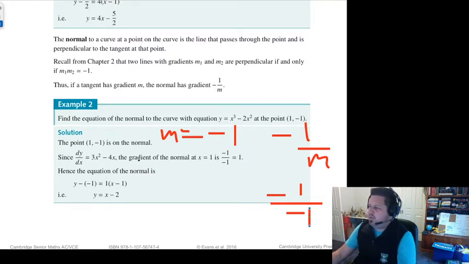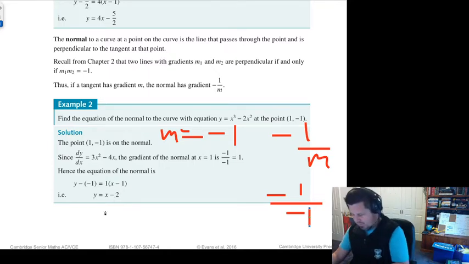Cool. So once you've got the gradient, using the rule here, that value goes in front. Writing it all out, here is your y1 value, here is your x1 value. As you can see, they've been substituted in. Simplifying things down, you get the equation of the normal at that particular point is y equals x take away 2.